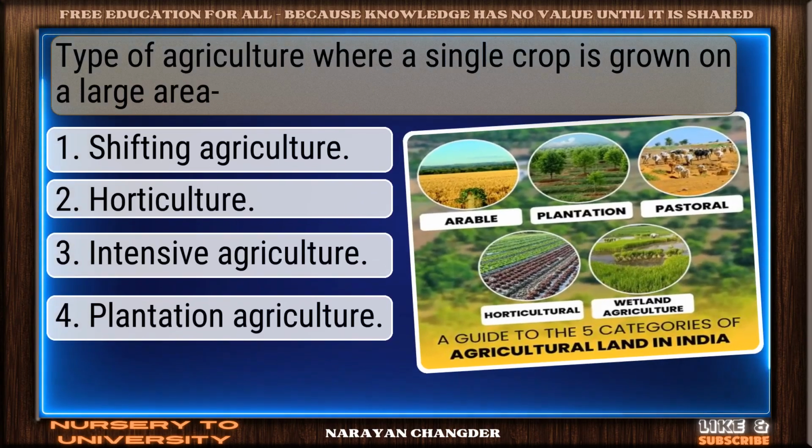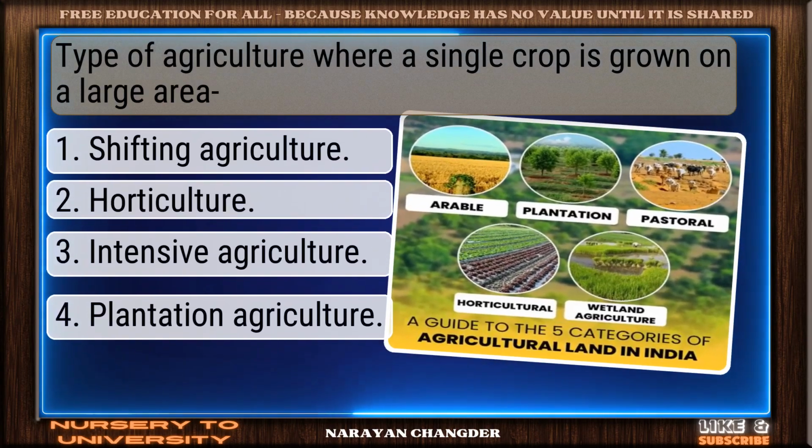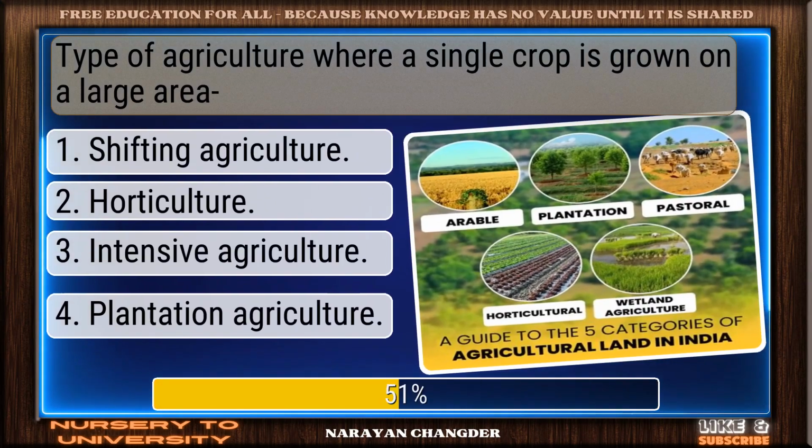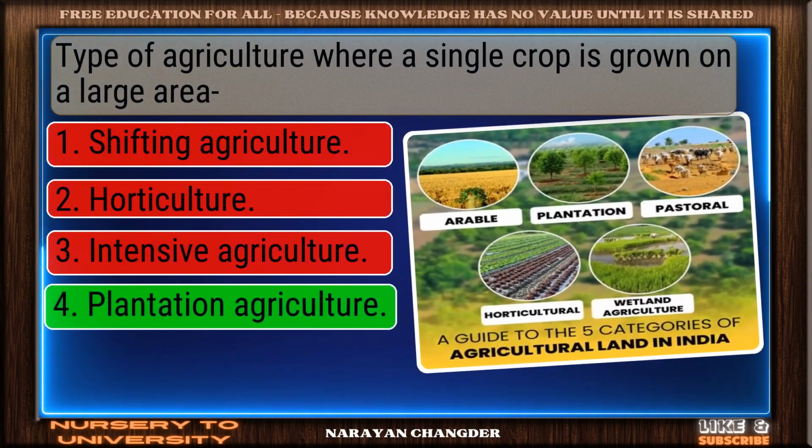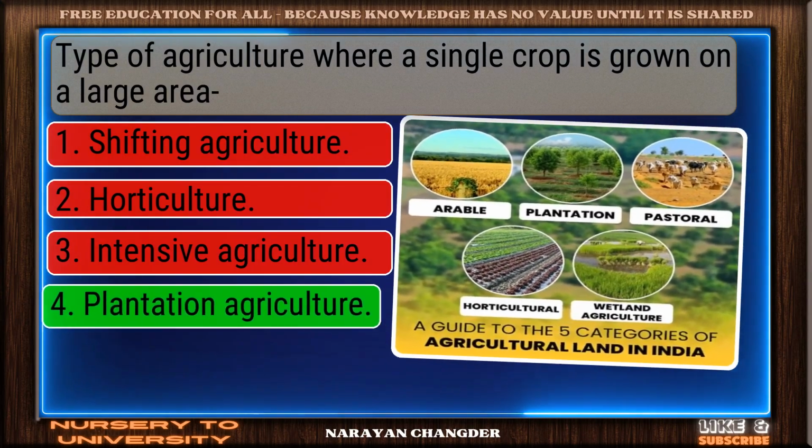Type of agriculture where a single crop is grown on a large area. Exactly. Plantation agriculture makes sense.